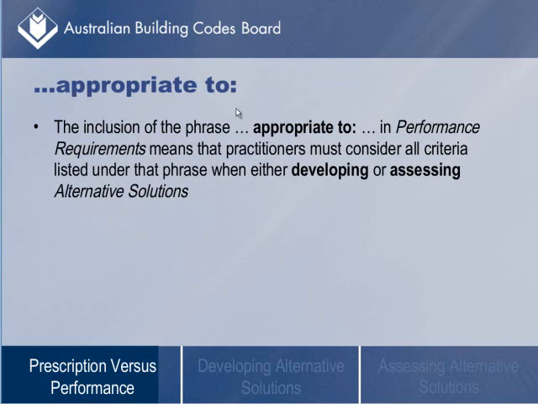The second one is appropriate to. The inclusion of the phrase appropriate to in performance requirements means that practitioners must consider all criteria listed under that phrase when developing or assessing an alternative solution.